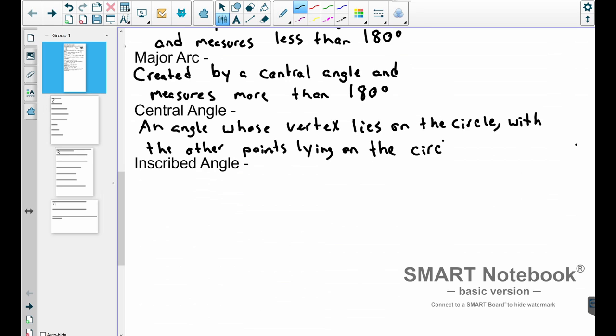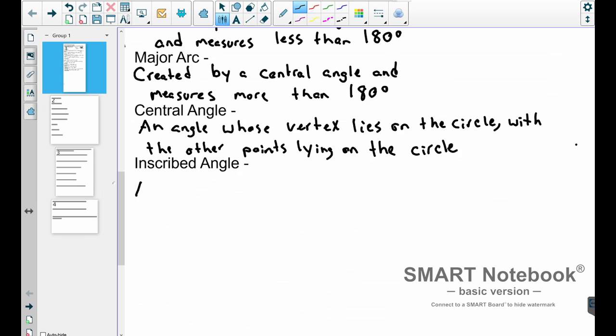So those pictures we just drew with the arcs, we'll redraw one here. Your central angle is going to have your center point, and then it's going to have the other 2 points of the angle somewhere on that circle. And that's your central angle. Remember, those form your major and minor arcs.